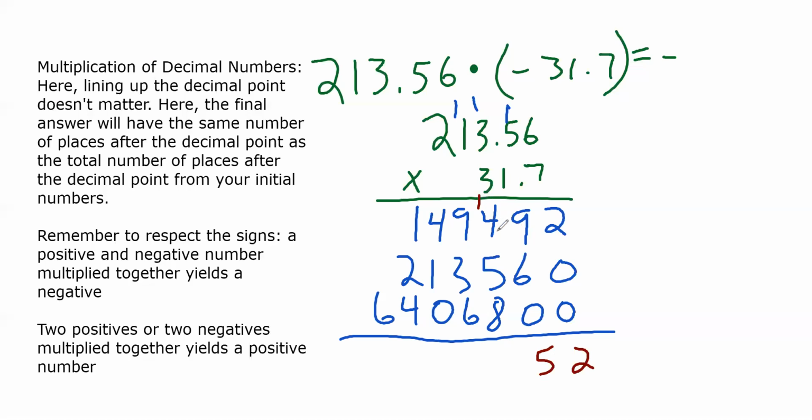1 plus 4 plus 5, that's 10, plus 8, it's 18, carry a 1. 1 plus 9 is 10, plus 3 is 13, plus 6 is 19. So 9, carry the 1. 1 plus 4 plus 1 is 6. 1 plus 2 plus 4, 7, and then this 6 just comes down.